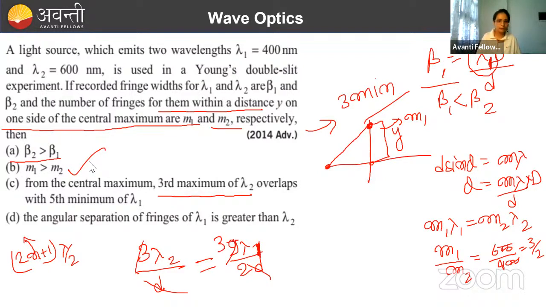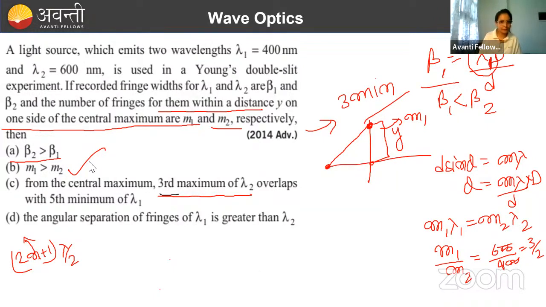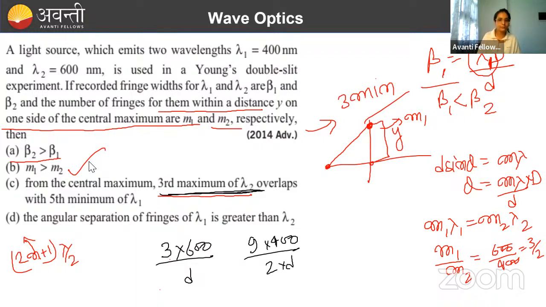From the central maxima, the third maxima, we needed to check actually if they are equal or not. So what I did: the third maxima of lambda 2, just check if it is equal or not. 3 into lambda 2. Lambda 2 is 600, divided by d. And what is the fifth minima of lambda 1? That is 9 lambda 1, 400 by 2d. So both are the same: 1800 by d, 1800 by d. So this is also correct.